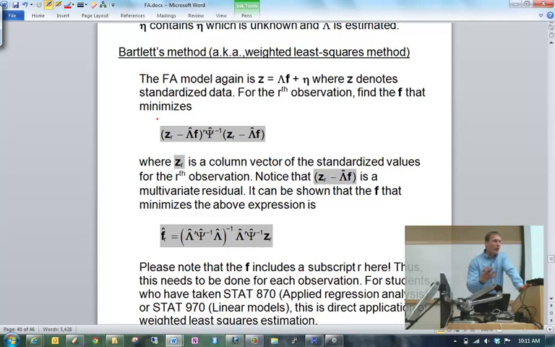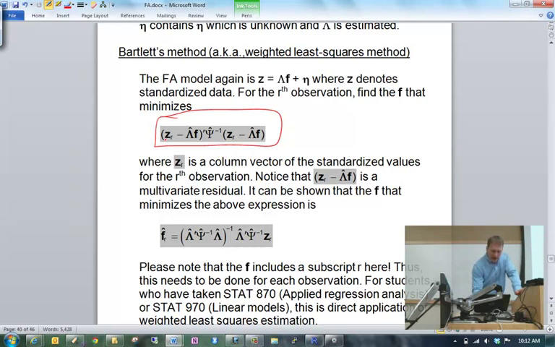For, let's say, your rth observation and its standardized values, take a look at this little expression here. Z minus gamma hat times F, transpose, times your psi hat matrix. It's a diagonal matrix with the specific variances on the diagonal. Psi hat inverse. And then you take Z minus gamma hat times F once again. You could put gamma star in there with an F star too. I don't think I need to rewrite it for that purpose.